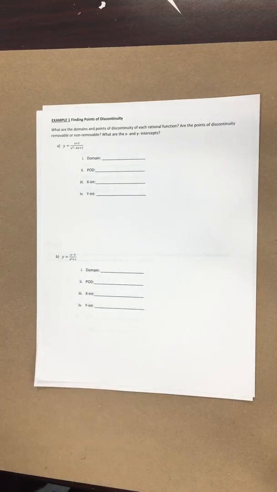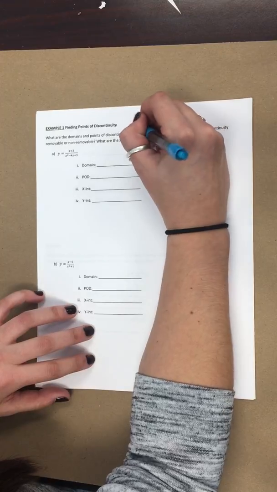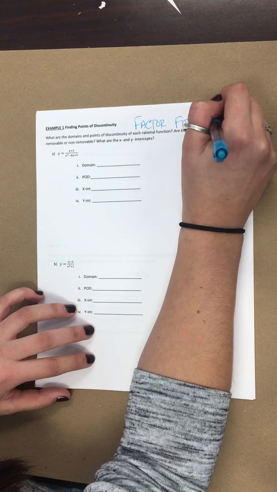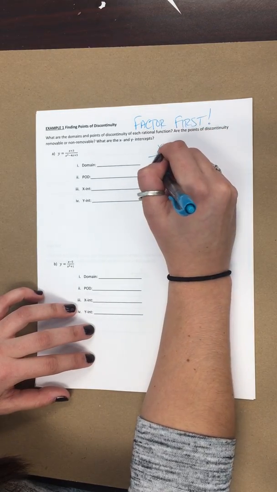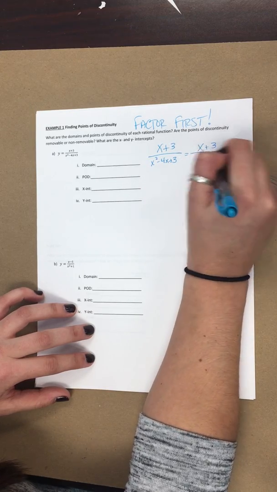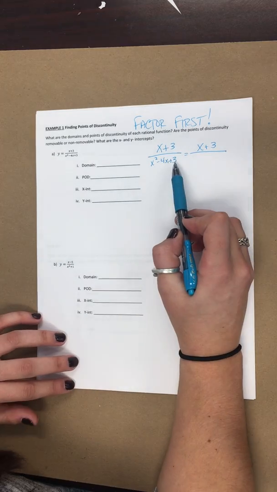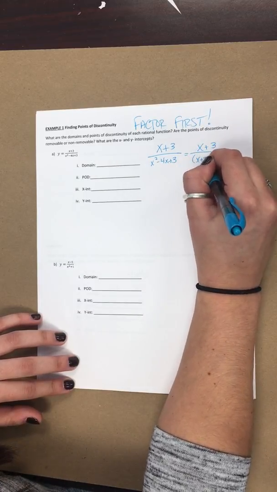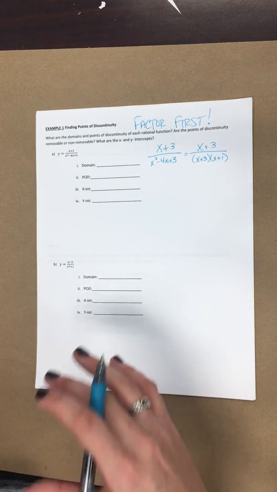Okay? So first thing that you need to do every single time, even before you do the domain, is you need to factor. So you want to write that at the top, factor first. Okay, so I'll write it a little bit bigger. So the first thing you need to do is factor. So this denominator can actually be factored. Okay? So if I factor it, what factors of 3 add up to 4? It's 3 and 1, so x plus 3 times x plus 1. Okay, so that's our factor form. So now we can talk about the domain.